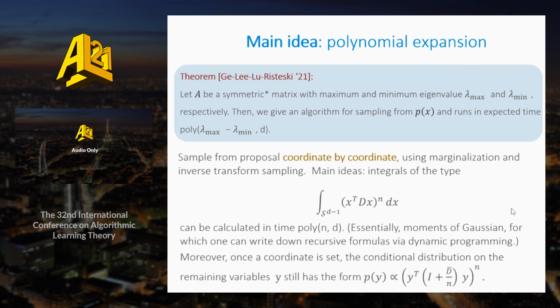Furthermore, if we proceed in a coordinate by coordinate fashion, once we sample a particular coordinate, the conditional distribution on the remaining variables still has the same form. So p of y is proportional to (y transpose (I plus some D tilde over n) y) to the power of n. So we can just proceed recursively.